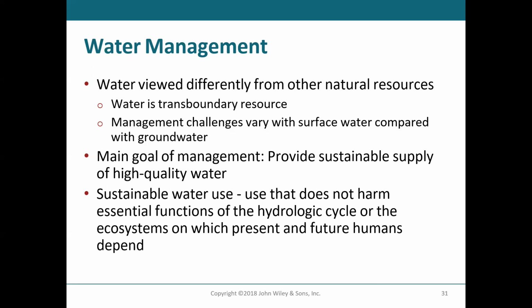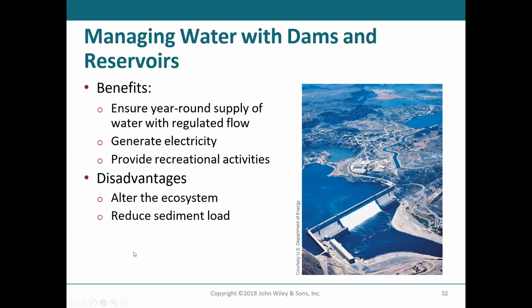And sustainable water use is extremely important because it's use that does not harm essential functions of the hydrologic cycle or the ecosystems on which present and future humans depend. The main goal, as I said, was high quality water. I am not a big fan of dams and reservoirs, but we will discuss them. So dams ensure a year-round supply of water in areas with seasonal precipitation or snowmelt. Dams confine water in reservoirs from which the flow is regulated.